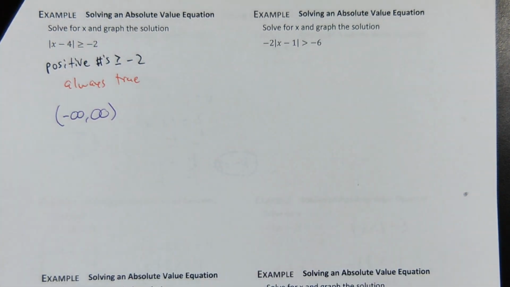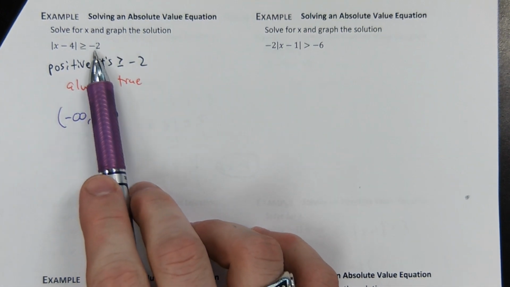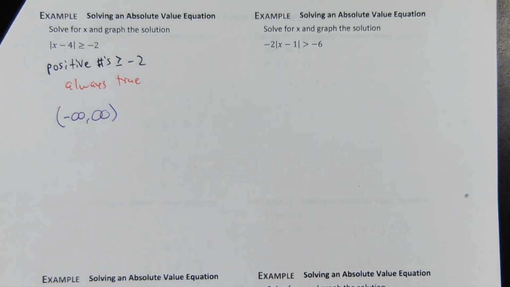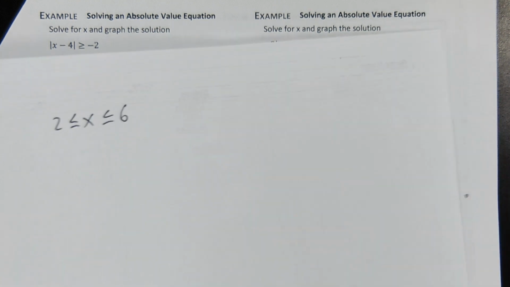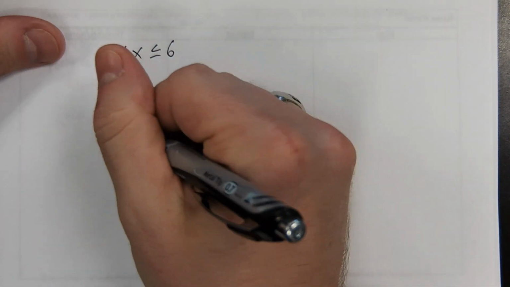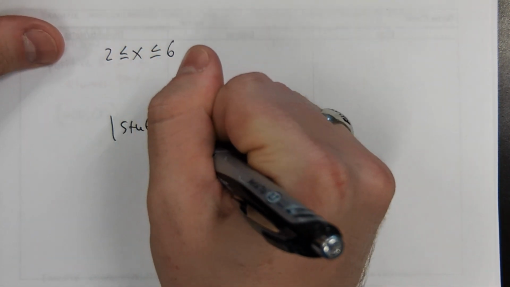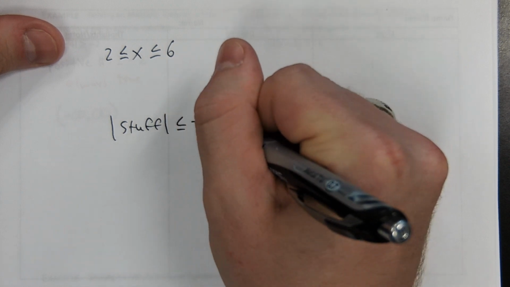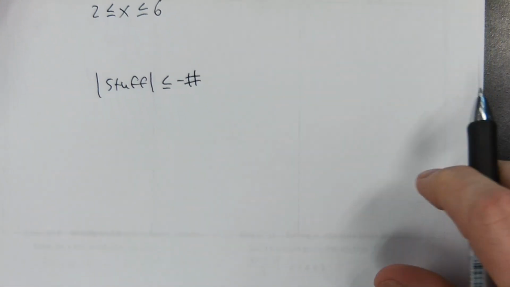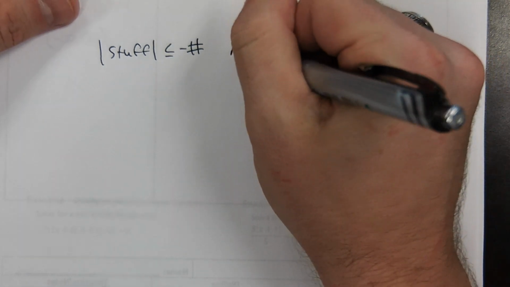But why? It's because I set it greater than or equal to a negative number. I mean, what if I had set it less than or equal to a negative number? What's up with that one? If I say absolute value of some things is less than or equal to a negative number. It can't be less than a negative number. Can't be less than a negative number, so no solutions.